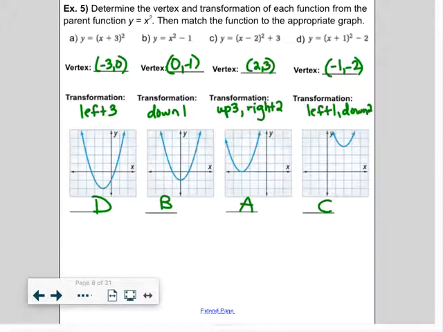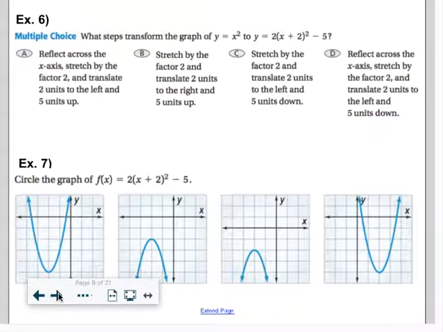And B, it says stretch by a factor of 2. That's true. But it says 2 units to the right. Uh-oh, it's not 2 units to the right because it's x plus 2. So now the process of elimination, that's C, but it's left 2 and down 5. So letter C.